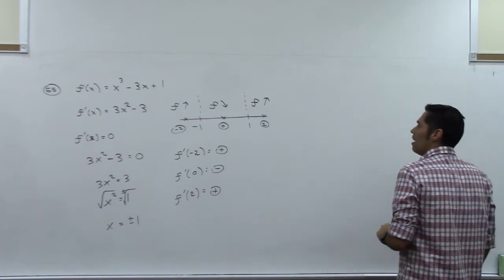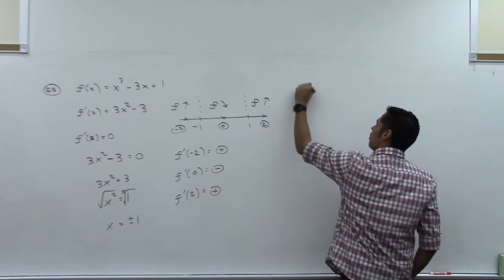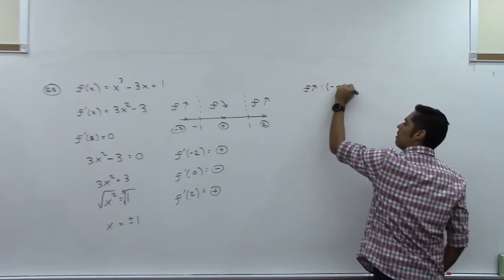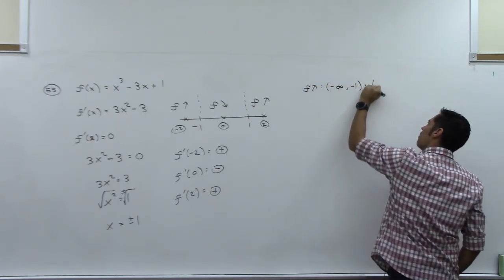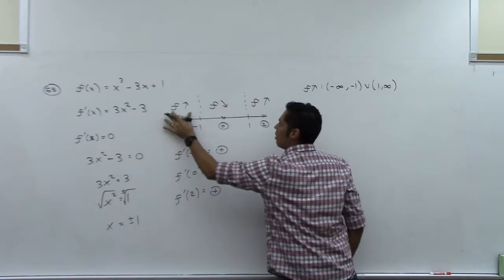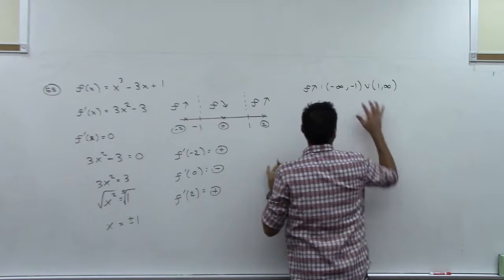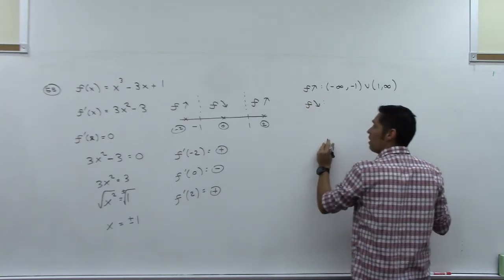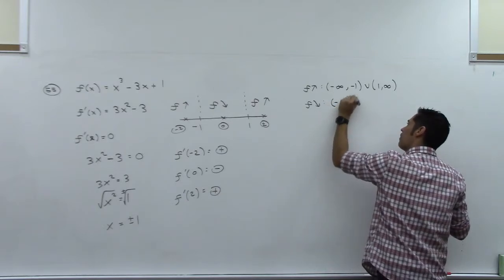All right, so let's figure out where this function is going up. Well, from negative infinity all the way up to negative 1, and then also from 1 on to infinity. So to the left of negative 1 it's going up, to the right of 1 it's going up. My function is going down between negative 1 and 1.